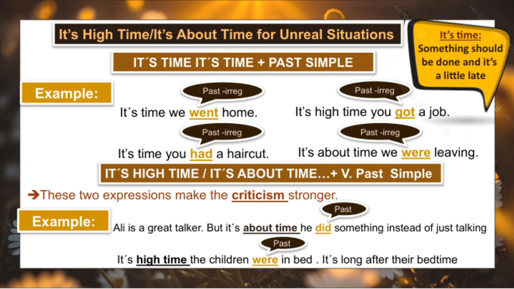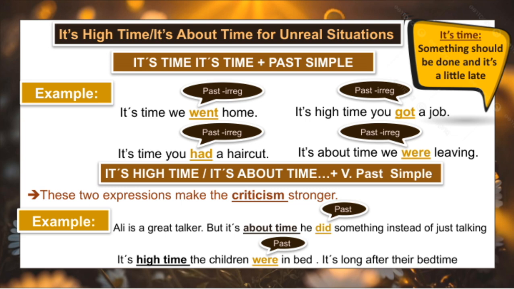These expressions, it's high time or it's about time, make the criticism stronger because they emphasize that action is long overdue. We use it's high time or it's about time plus the past simple to highlight this sense of urgency. For instance, you might say, it's high time the children were in bed, especially since it's well past their bedtime. Or, it's about time we were leaving, meaning we should have left earlier.